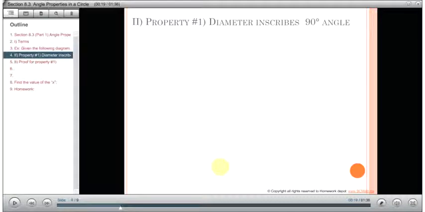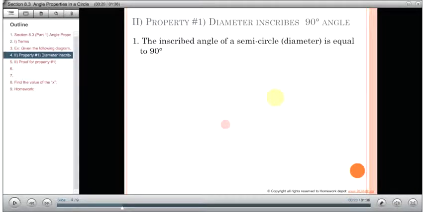Okay, so there's a couple of rules about these angles, and this, again, is spread over two parts of this video. The first angle and circle geometry rule that we look at is that an inscribed angle of a semicircle is equal to 90 degrees. Here's what it means. If you have a semicircle, and an inscribed angle is one that touches the outside, and it goes through the semicircle, automatically that inscribed angle is 90 degrees.